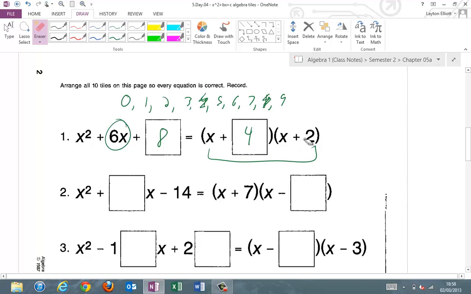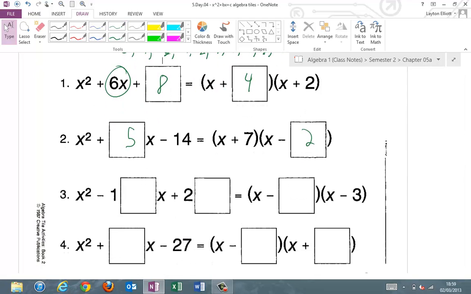Next, if I look at what's going on with this one, I see a 7 and a 14, and that looks suspicious. And in fact, 7 times this box here needs to be equal to negative 14, which means that box should be negative 2. And then when I FOIL, I have positive 7x and minus 2x. Positive 7x minus 2x is going to give me a 5. So I have now the 5 and the 2 taken care of. So 5 goes away, 2 goes away.